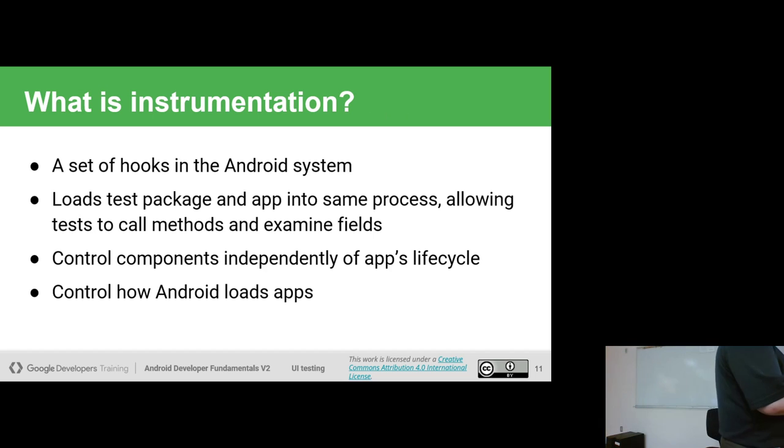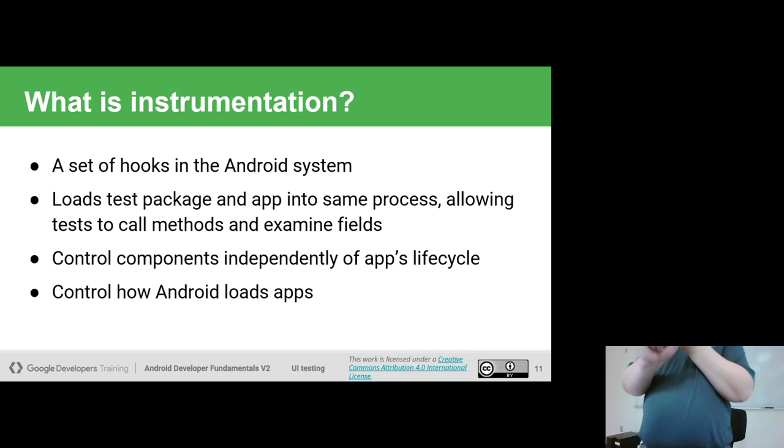Both of these two frameworks, whether it be Espresso or UI Automator, require something called instrumentation. Instrumentation's part of the Android OS and gives us a way to hook in and find out when certain things happen or get access to what controls are on screen or what state those controls are, et cetera.